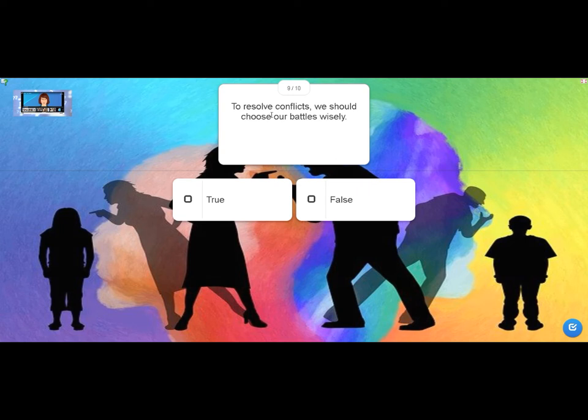Next, to resolve conflicts, we should choose our battles wisely. That's true. We don't have to show up to every argument we're invited to. Conflicts are a waste of energy and time.